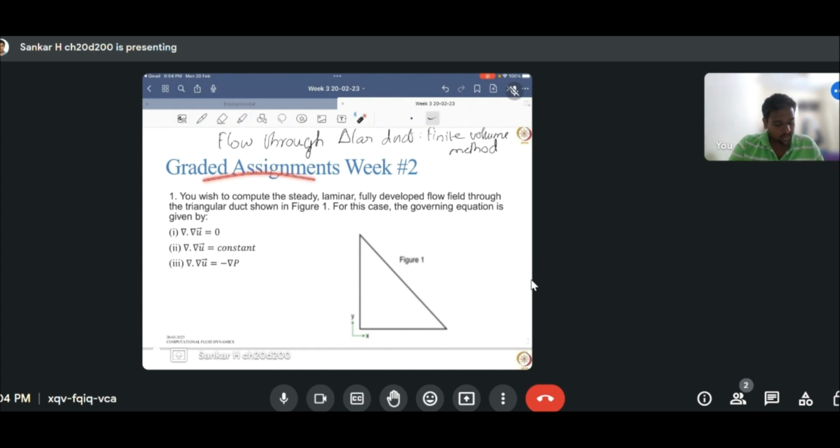So firstly, we have to consider the figure that's given here. It's a right angle triangular duct, and we have to compute the steady laminar fully developed flow through the triangular duct shown in figure 1. So for this, what is the governing equation here?